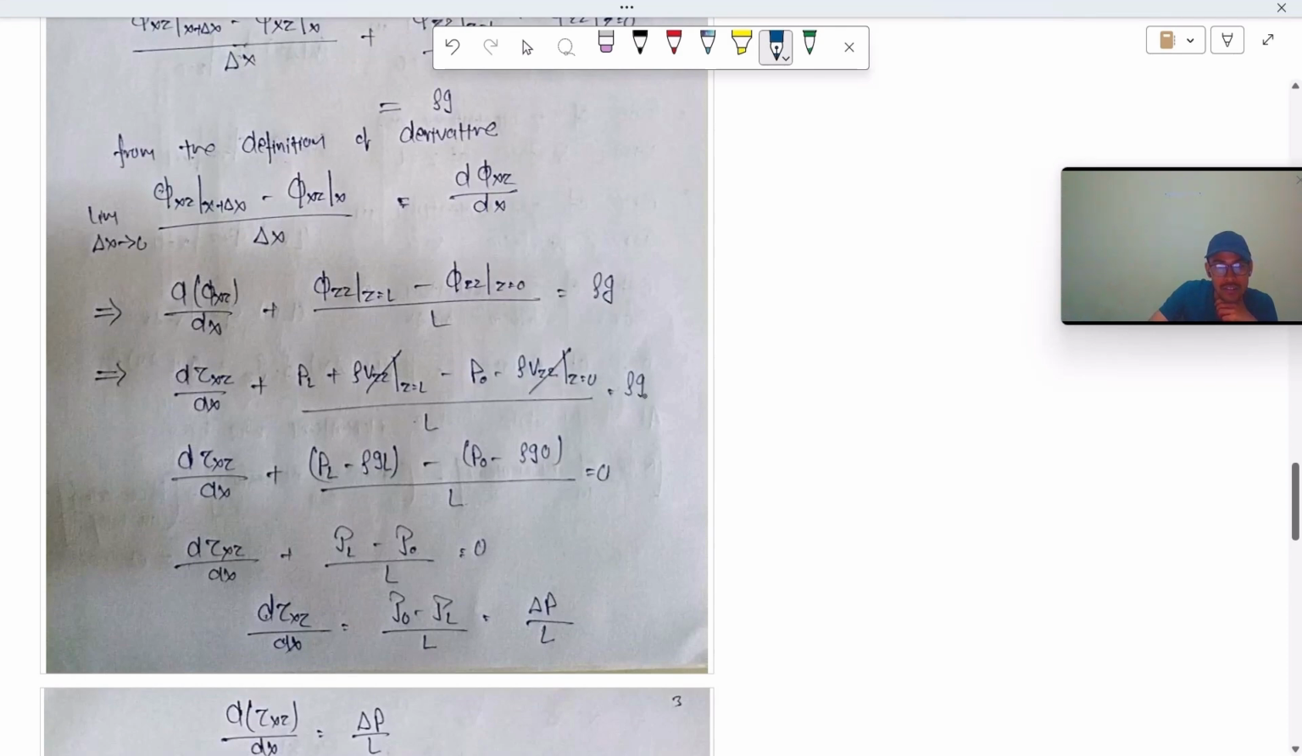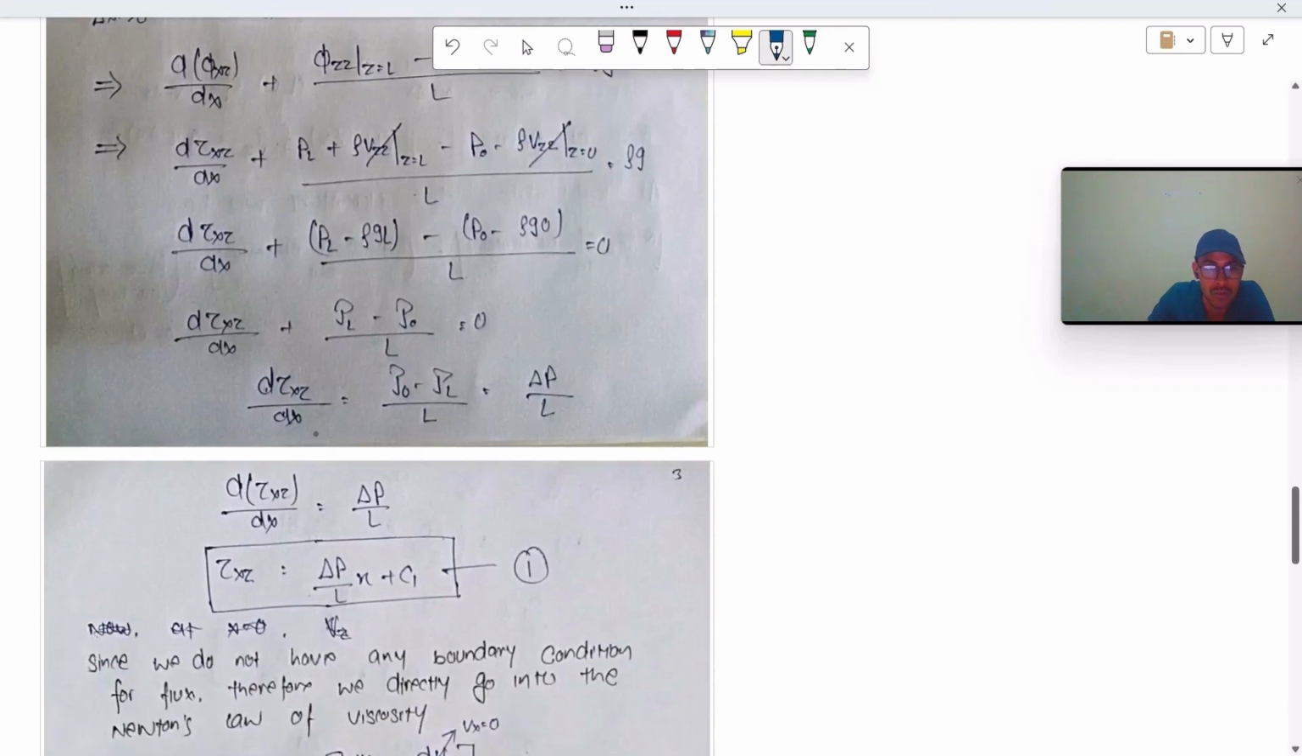Now we will make some rearrangement so that we can reduce this expression to this form, that is P L minus rho g L minus P naught. P naught is given, and rho g z into naught. We just introduce this term to make a unit balance. So now the whole term is reduced to this form. Here this is the reduced form of pressure, given by P L minus rho g L minus P naught minus rho g naught, upon L. So d by dx of tau xz is equal to the reduced form of pressure, that is delta P by L. So this is our differential form of shear stress.